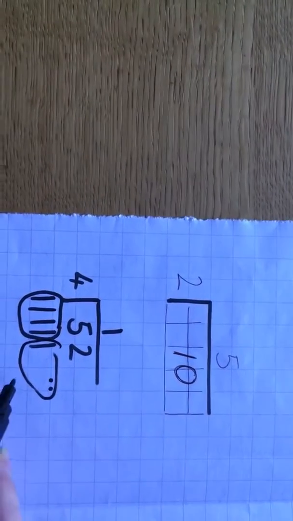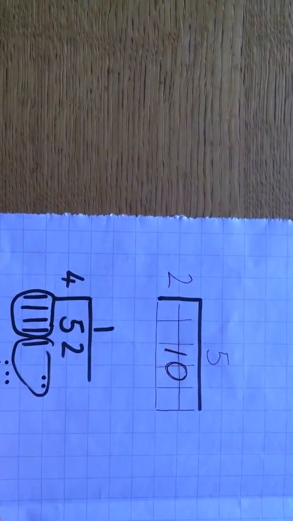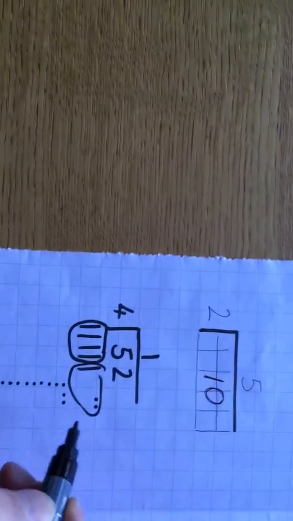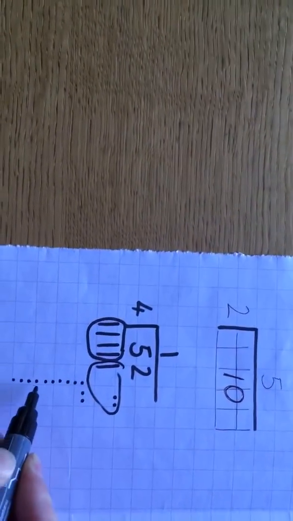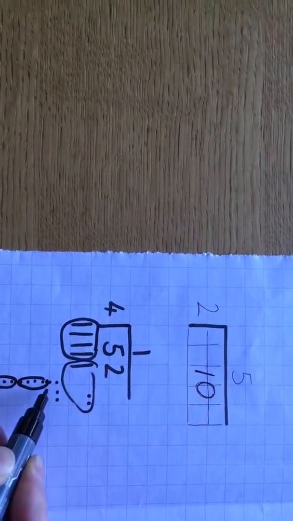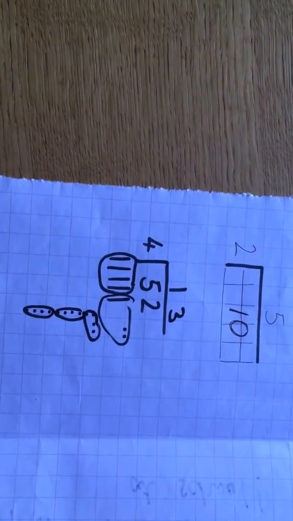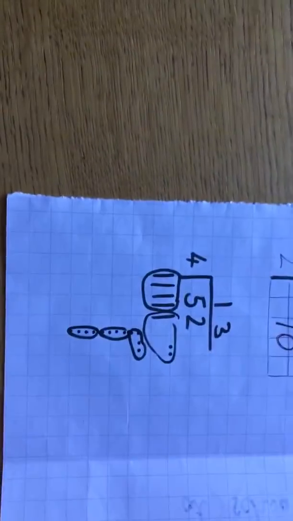So that 10 joins those ones, and I've now got 2 and 1, 2, 3, 4, 5, 6, 7, 8, 9, 10. And I can make 4s. I can make a 4 there. I can make a 4 here, and I've got 4 left over. That's how we're going to move from very simple sharing to grouping to what we might call bus stop division.